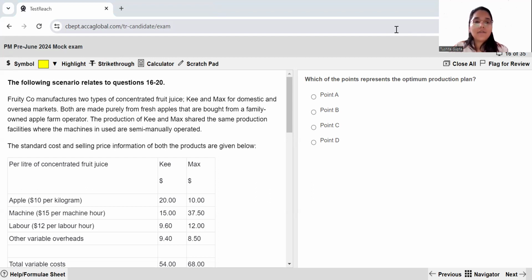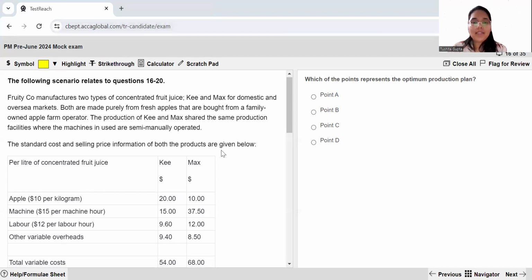This is the first case study that you have in your section B. The name of the company is Fruity Company. So without any further ado, let's get started.